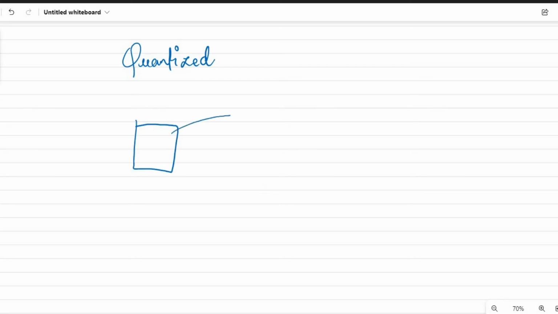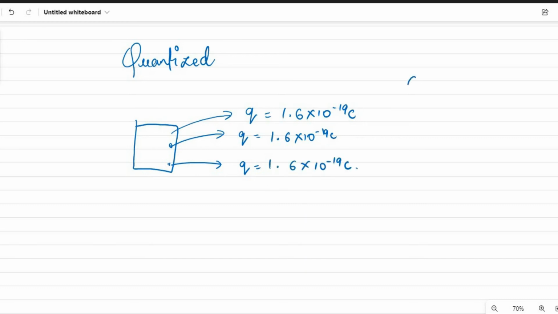Suppose if I am having an object, if I bring out some charge from it, the minimum possible charge which I can bring out of this. So this Q charge will be 1.6 into 10 to the power minus 19 coulomb. If again I try to bring out minimum possible charge out of this box, this will be same, 1.6 10 to the power minus 19 coulomb. If again I try to bring out minimum possible charge out of this box, this will be same. What does it mean? It means that the charge is quantized. The minimum possible packet of charge, the minimum possible size of charge in this packet will be 1.6 10 to the power minus 19 coulomb, and this is the charge of an electron.